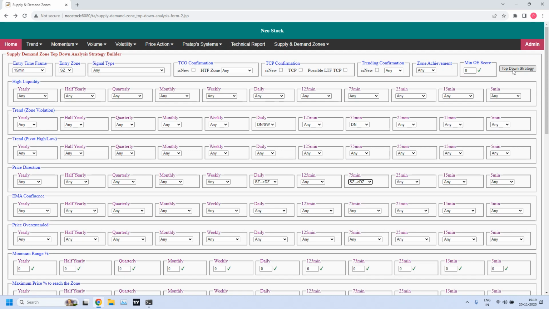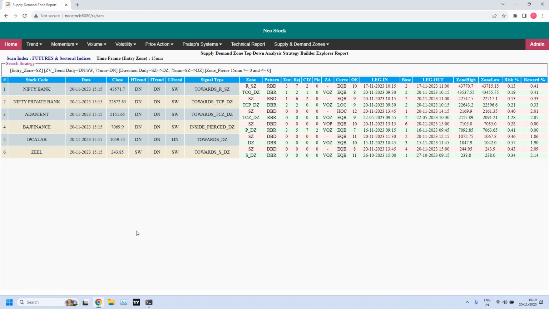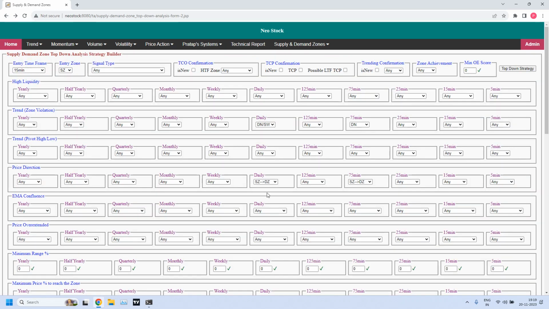We set the pierced count to 0. So a total of 6 stocks are filtered. These are all bearish setup 15 minute stocks, with 15 minute supply zones. So let's go back. Let us generate one more report. What is one more? This time on daily, prices are traveling from all-time high to demand zone.